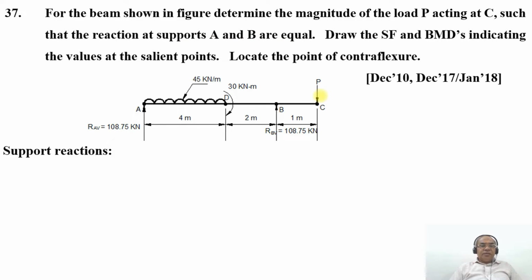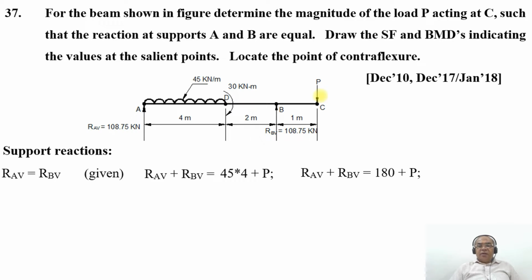By taking the support reaction, he has given RAV is equal to RBV. So RAV plus RBV will be equal to 45 into 4 plus P, that is, 180 plus P. So 2 RBV is equal to 180 plus P. Therefore, RBV will be equal to 90 plus P by 2.